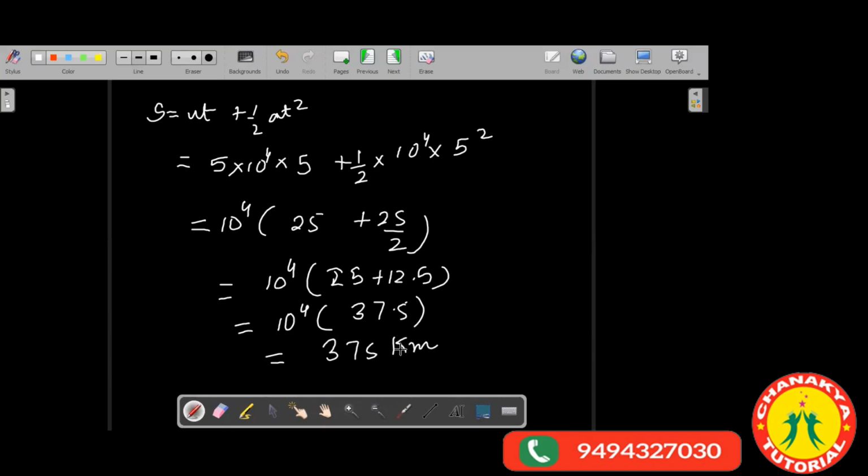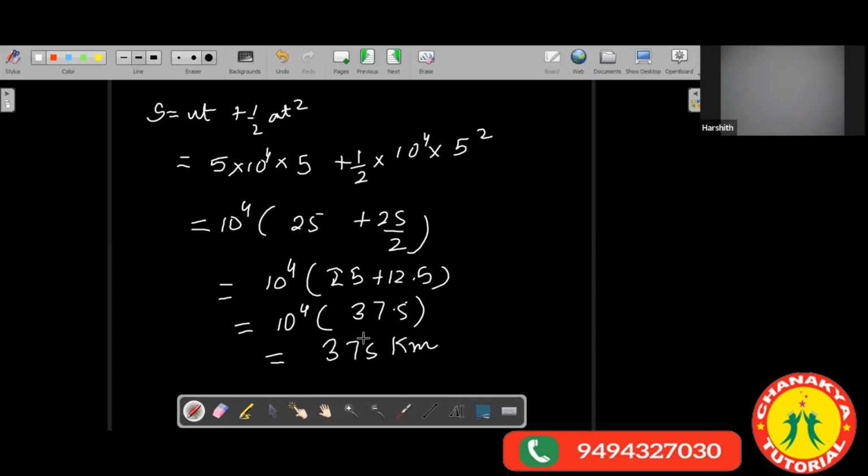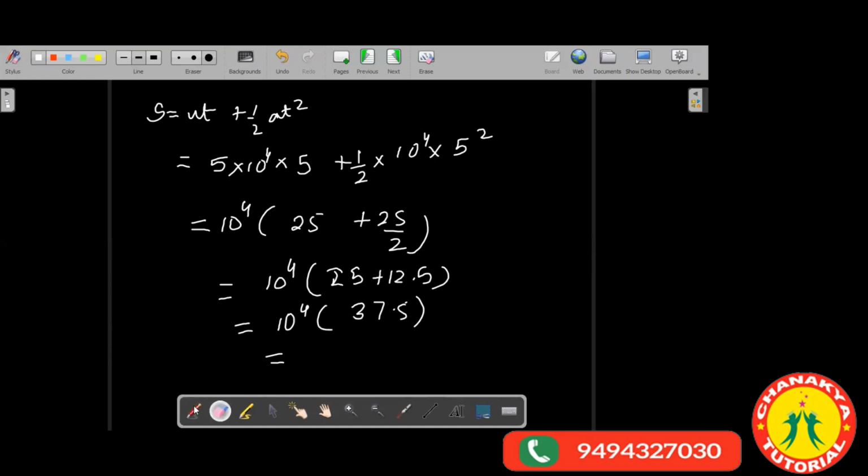Have you understood how we can write it? Yes. Also, can we write it as 3,75,000 meter? Yeah, that is also correct. Or you can just keep it as 10 to the power 4. We can write it as 37.5 multiplied by 10 to the power 3, and we know 10 to the power 3 meter is kilometer. Multiply it with 10, you will get 375. So you get 375 kilometers or 3,75,000 meters. Both are correct.